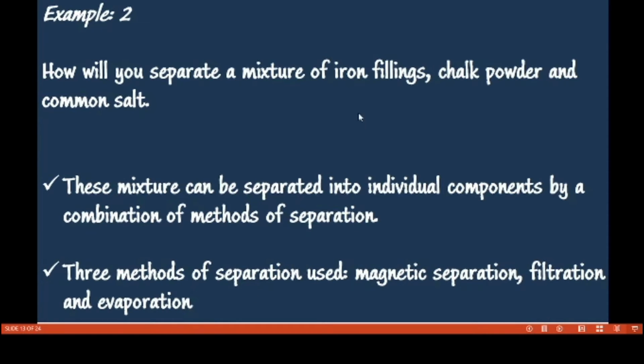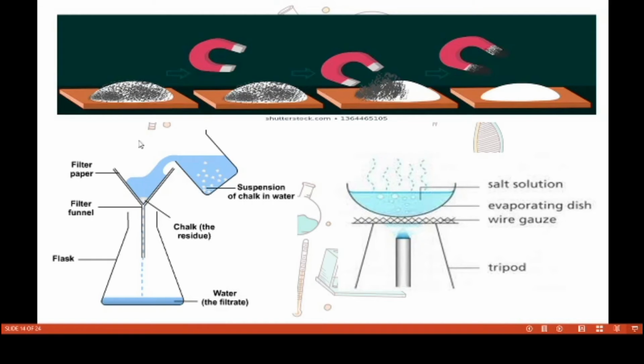To remove the iron filings, we use the magnetic separation method. To remove the chalk powder, we use the filtration method. To remove the common salt, we use the evaporation method. This is the diagram for how to separate the mixture of iron filings, chalk powder and common salt.